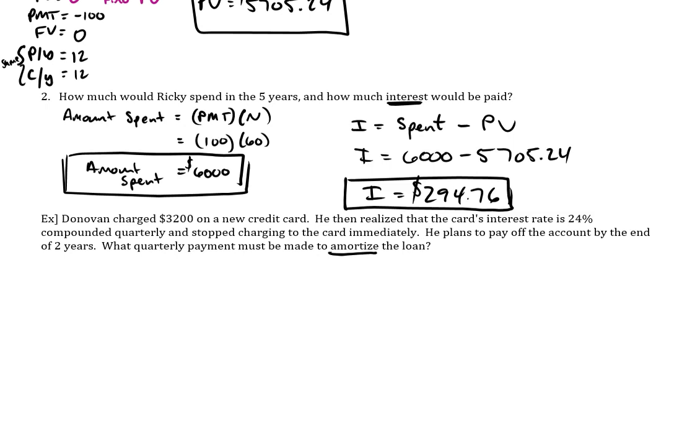So amortize, they're going like Latin on us. They're going old school. This means to kill. So what quarterly payment must be made to kill the loan? Which also eventually means to make the loan $0. What we're doing is paying off the loan, paying off the loan entirely.